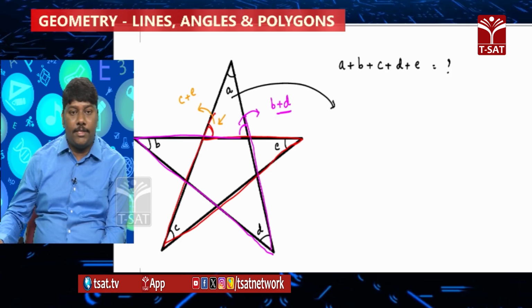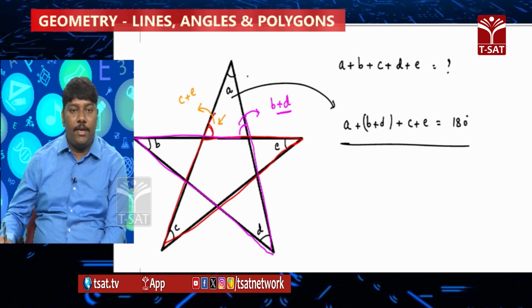What is the sum of angles in a triangle? A plus these two is B plus D, the other 2 is C plus E. Sum of 3 angles in a triangle is 180. So, now by looking at it, you can say these 5 angles sum is 180.